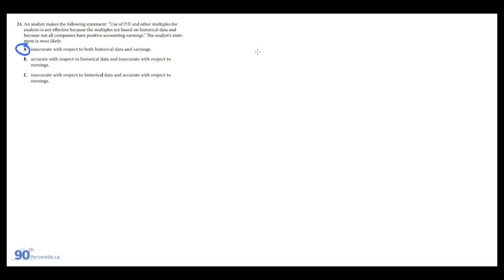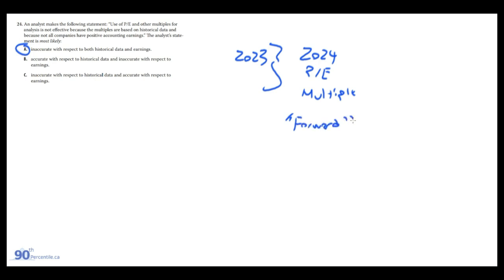PE multiples, or multiples in general, don't have to use historical data. Let's say we're in 2023 right now. We might see something like a 2024 PE multiple, which is called a forward multiple. The only difference between these two is that in the 2023 one, you would have current price over 2023 earnings, while in the next one, you'd have price over 2024 earnings. So we don't have to use historical data.